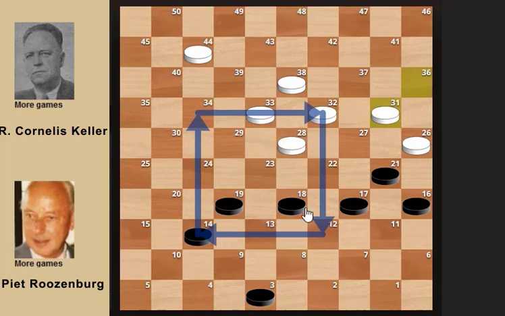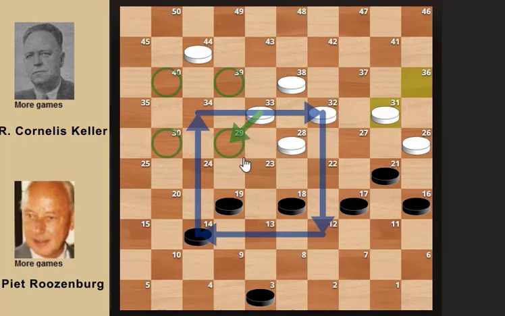Roozenburg piece at 14. Now, we see that the 34 here, there's no piece surrounding 34. This is the mistake Keller made over here. There's no piece at this position. So Keller should have moved his piece from 33 to 29.